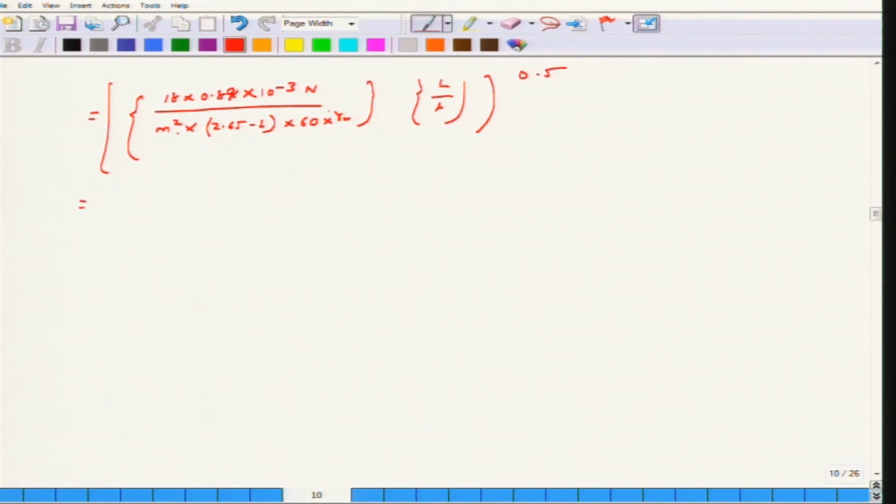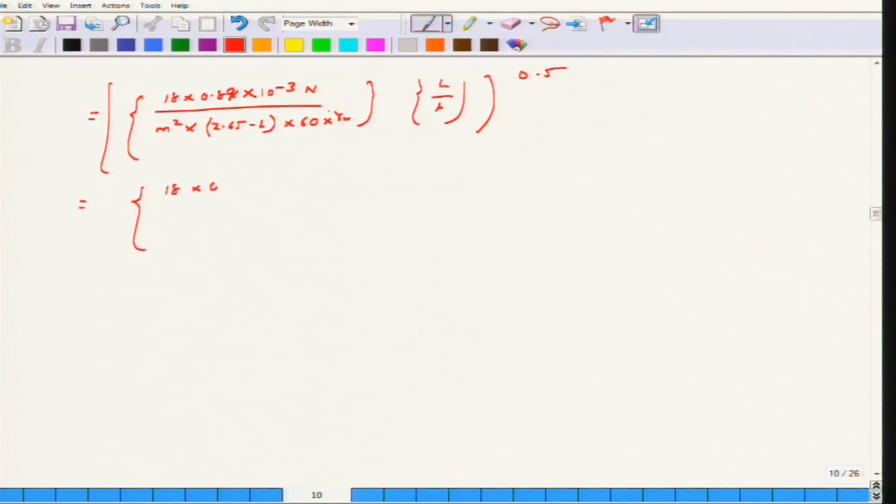Now, this meter square has to be converted in terms of centimeter, or basically this gamma w. Let us first discuss the gamma w. So, 18 into 0.89 into 10 to the power minus 3, gamma w we can write as 10. Now, 10 is in kilonewton per meter cube. So, 10 kilonewton per meter cube is to be converted into Newton. So, basically that is multiplied with 1000. So, this Newton then gets cancelled out into 2.65 minus 1 into 60.